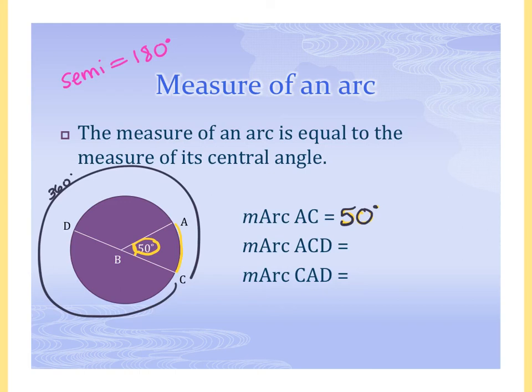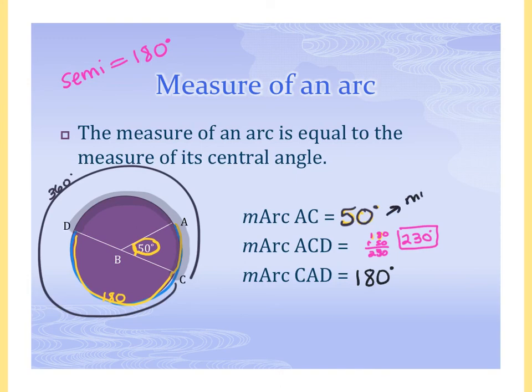So the next one says A, C, D. I'm going to go from A to C around to D. We just said half the circle is 180, so from here to here is 180. And then we add on another 50. So to get ACD, I have to do 180 plus 50. That's 230 degrees. And then arc CAD goes from C to A to D, which is the other half of my circle, or 180 degrees. If I were to classify these, this would be minor, this would be major, and this would be semicircle.